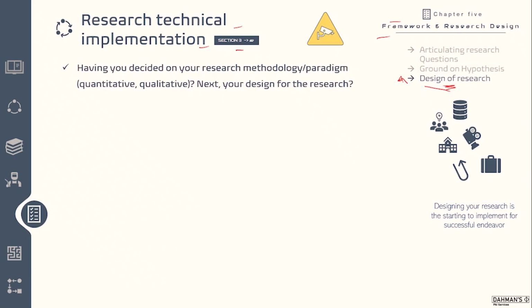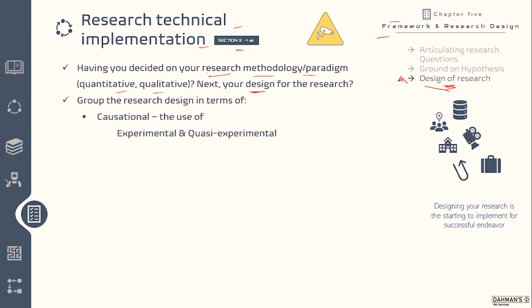But for the time being, having decided, as we earlier stated, on your research methodology or paradigm, either quantitative or qualitative, you also have to decide on your research design. And the group of research design, as we have shown just now, could be causational, and that is to investigate the cause and effect. Now, one way to implement that is by using experimental or quasi-experimental.